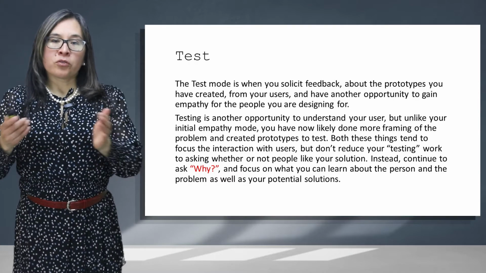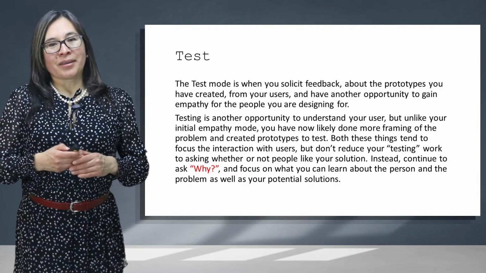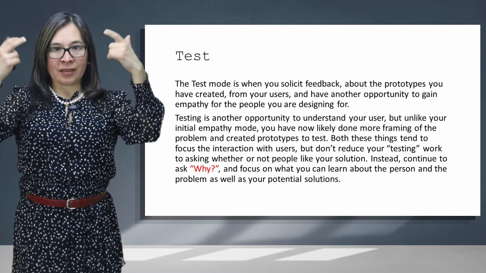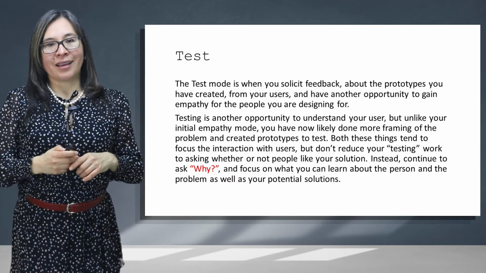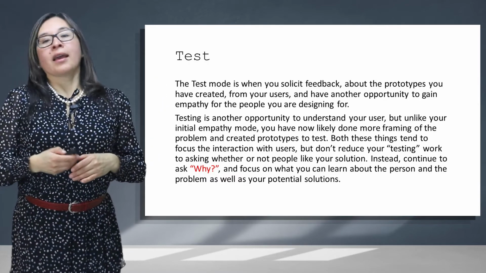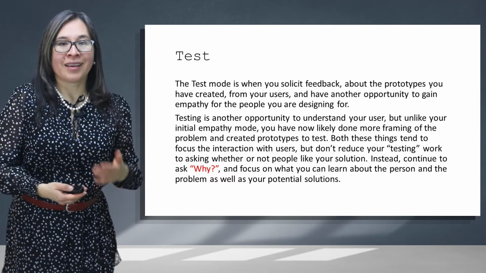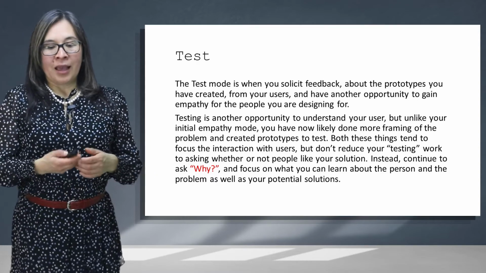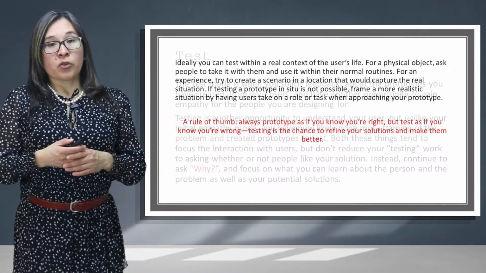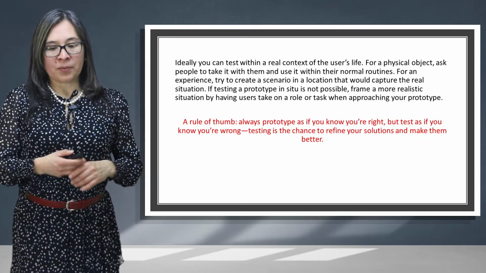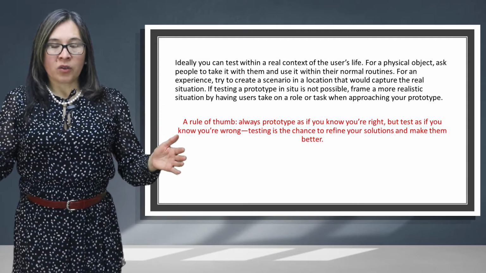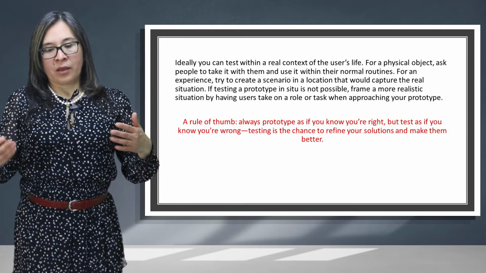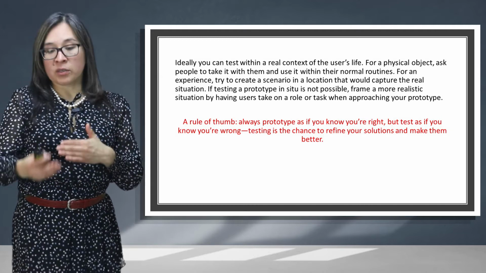When you bring your prototype to your user, you're going to assume the empathy lenses that we learned before, and you're going to keep asking why. Did you like it? Why yes, why not, and so on. And ideally, you're going to test your prototype in the real context where your users are embedded. Where would they really use the prototype?